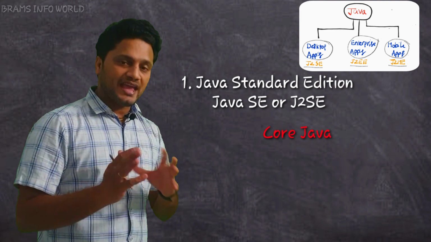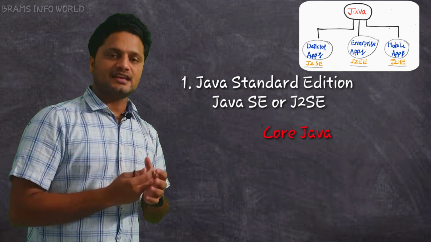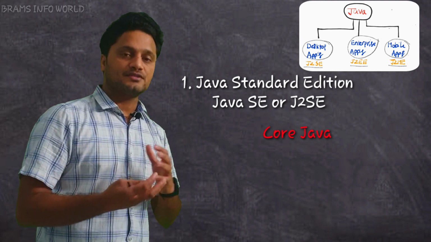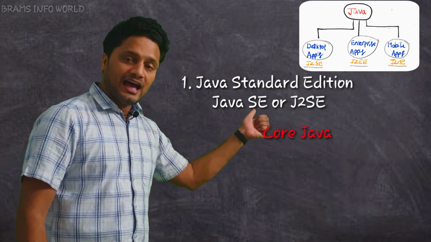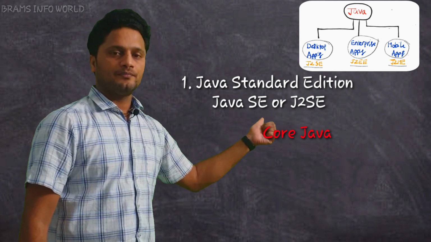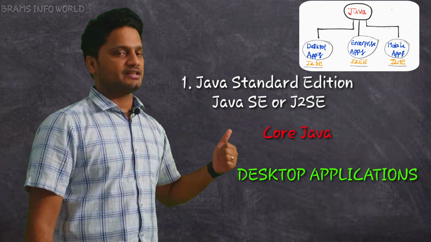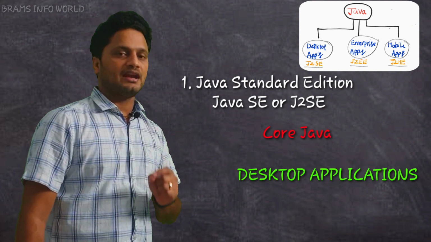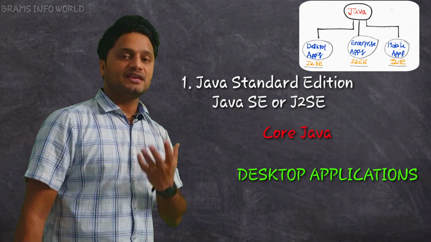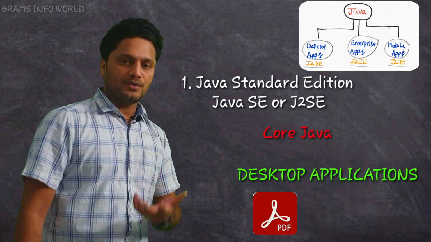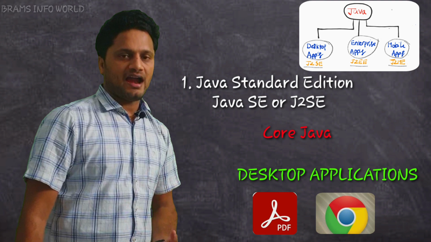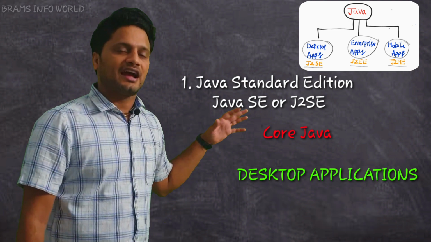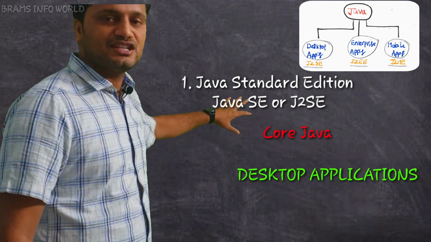That means basics of programming, and how to do various programs and various concepts in the Java language. With the help of this core Java we can develop desktop applications, PC oriented applications like Adobe Reader, Google Chrome, Media Player, Notepad. So like that we can develop different kinds of applications which are suitable for the desktop.